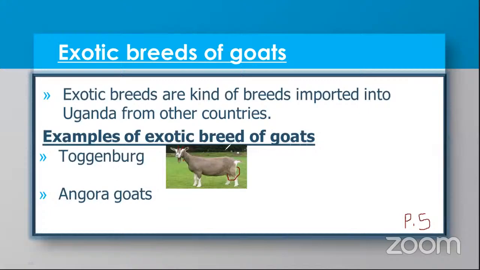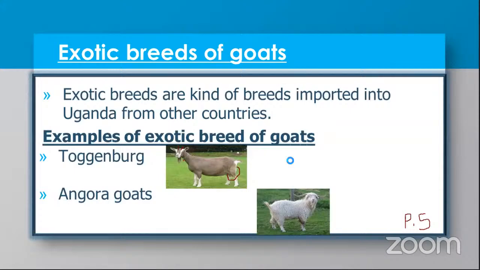Then two, we talked about Angora goats, and this is the picture of Angora goats. When you look at Angora goats, they have wool, more hair. So it is kept for more hair. People get this hair for making jackets and sweaters. So that is got from Angora goats. So these are the two examples of exotic breeds. We can continue because we have mentioned many.